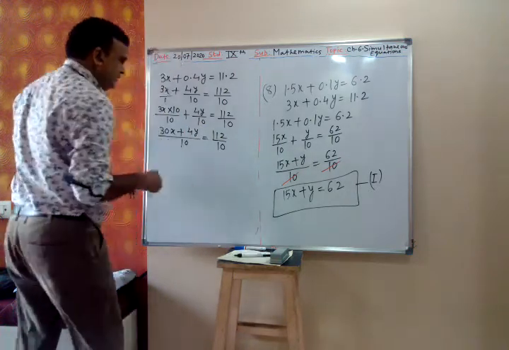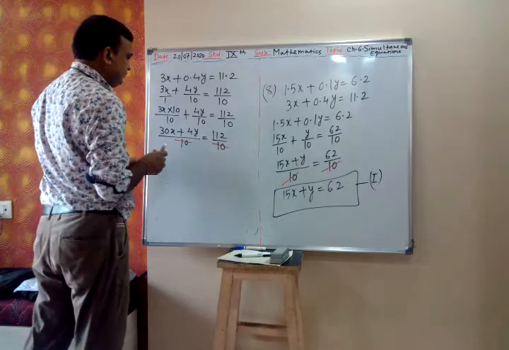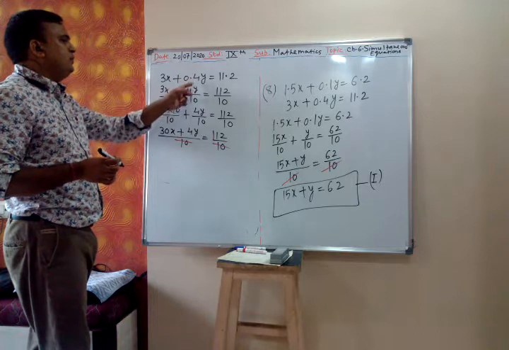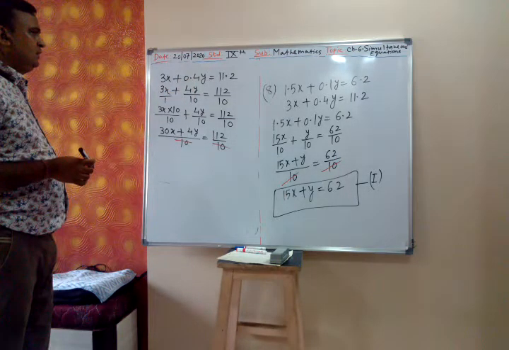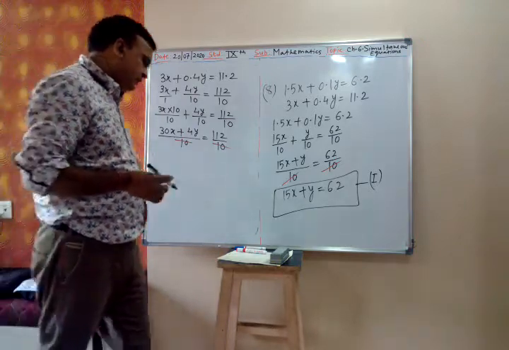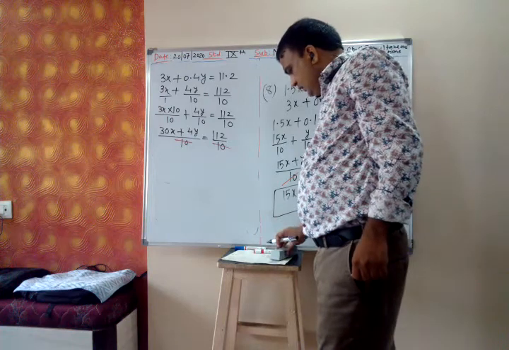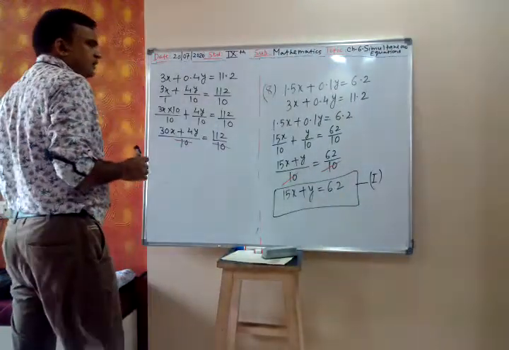0.4 we write 4y upon 10. No, 4 upon 10 I can write. No, how? No, in the minus of it is given plus. Minus or plus?